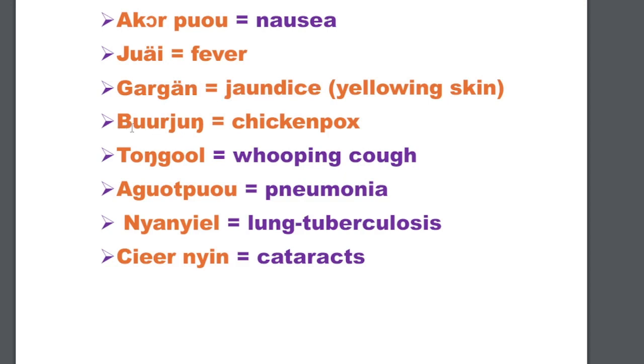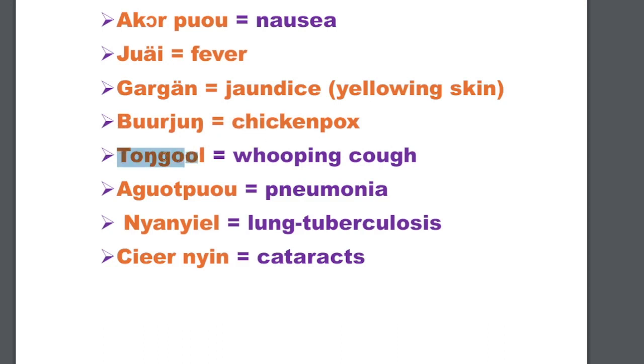Another common disease is burjung. Burjung is chicken pox. You know how common burjung is. Burjung is chicken pox. That's the Dinka word, burjung, chicken pox in English. It's a virus.